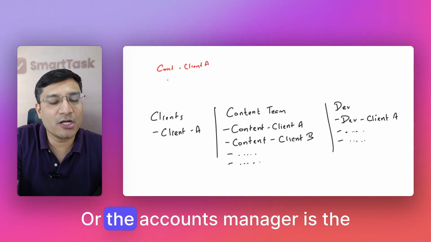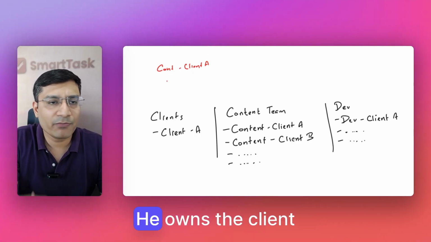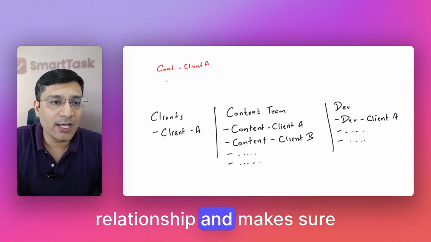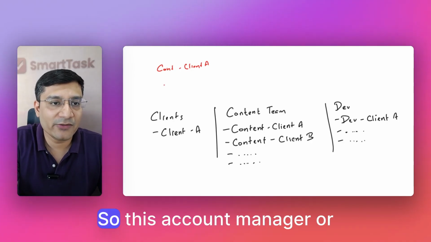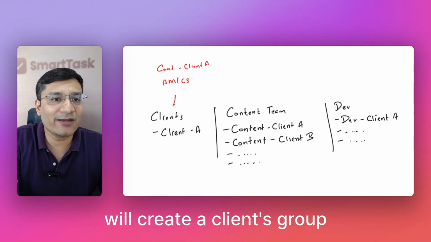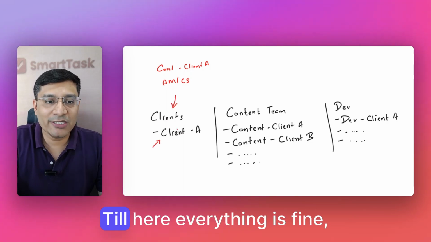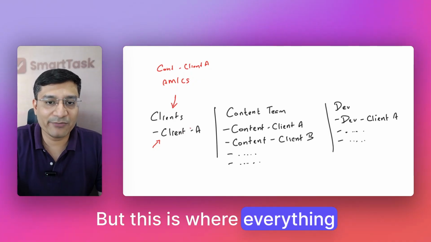Client servicing or the accounts manager is the person who is the interface between your team and the client. He owns the client relationship and makes sure everything is on track. So this account manager or client servicing person will create a clients group and create the client project, client A. Till here, everything is fine, but this is where everything breaks.